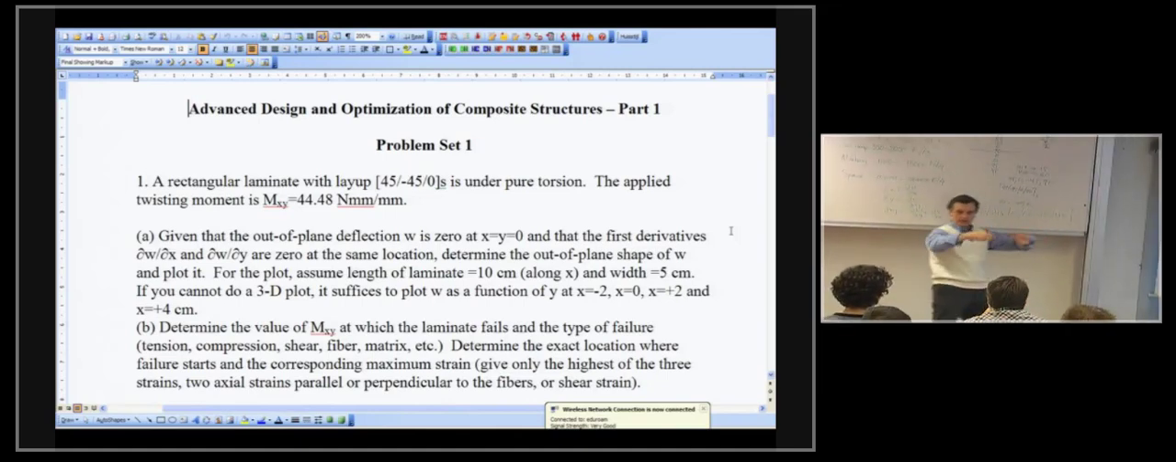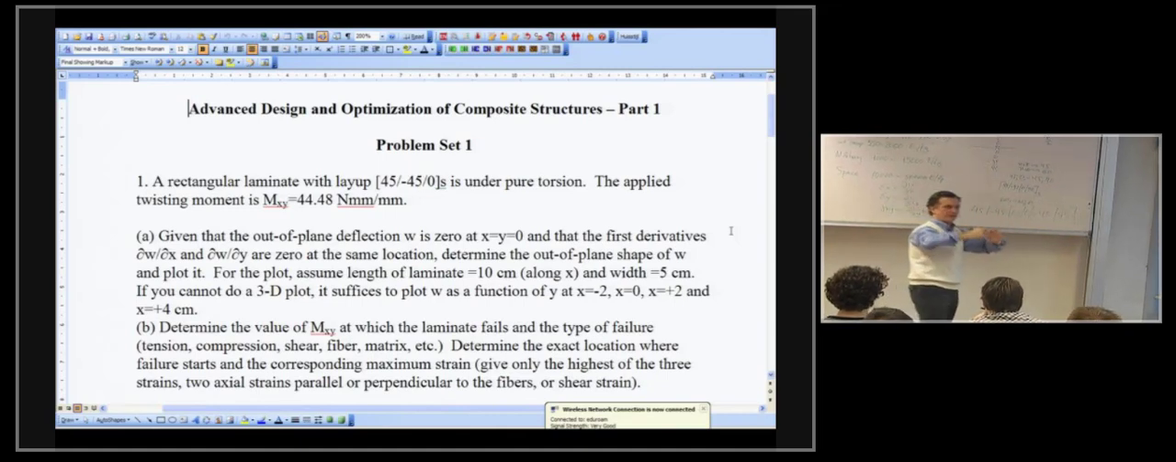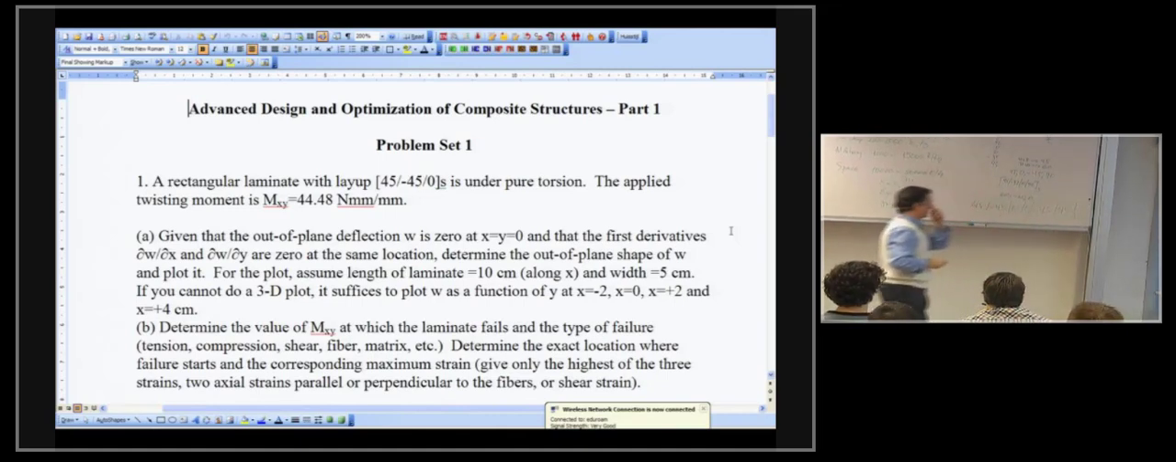And it's under pure torsion. So for those of you who thought that after second-year torsion and Prandtl stress functions you were done, I'm avenging myself on you here.